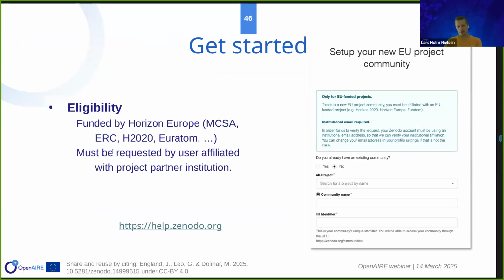To get started with the EU Open Research Repository is pretty simple. There's a guide on help.zenodo.org. The requirement is that you are funded by the European Commission Research and Innovation Program. That's, for instance, Horizon Europe, and also the previous programs: Marie Curie, EOSC, Euratom.